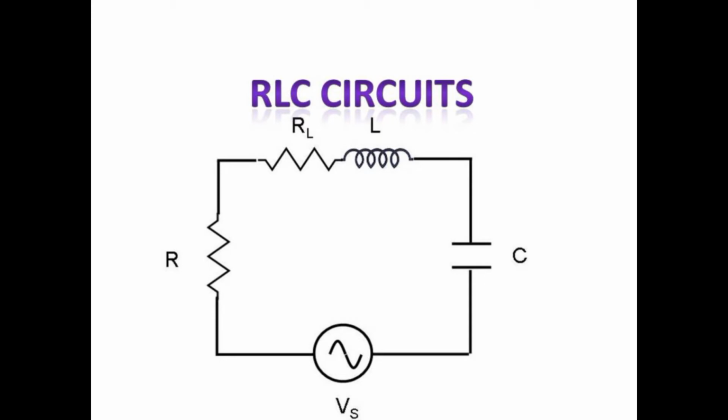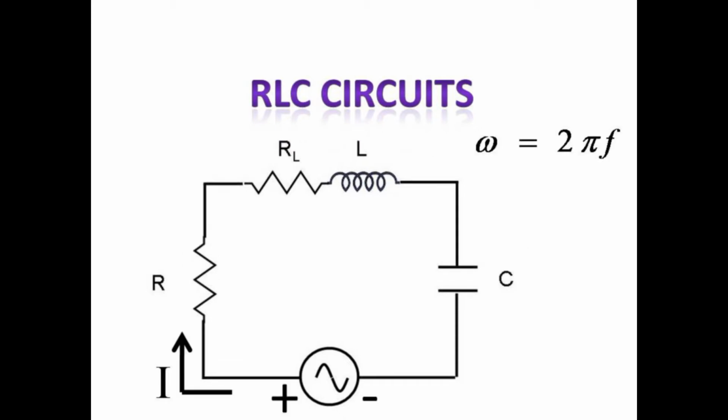This lab deals with resistors, inductors, and capacitors in a series circuit driven by an AC voltage source. The voltage source alternates in a sinusoidal fashion on its terminals, causing the current to swap directions. If the frequency is f cycles per second, then the angular frequency in radians per second is 2 pi times f.